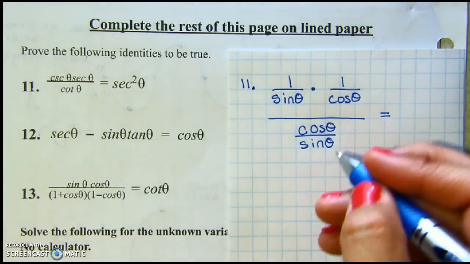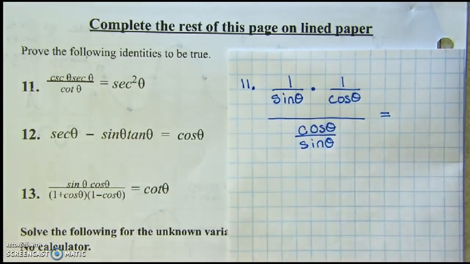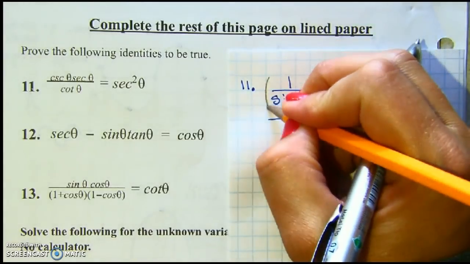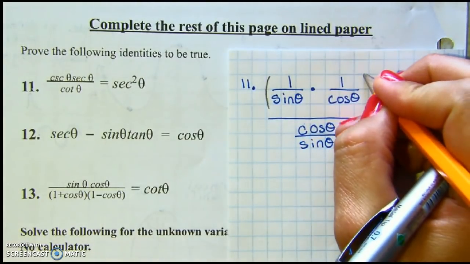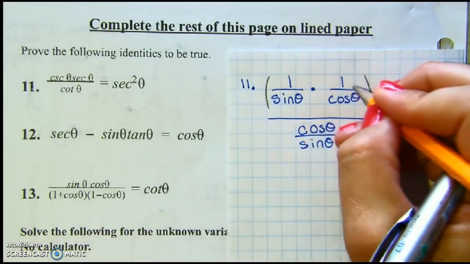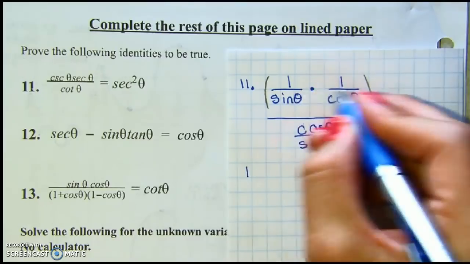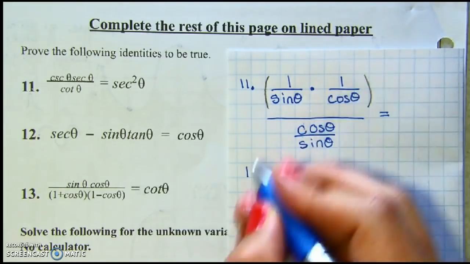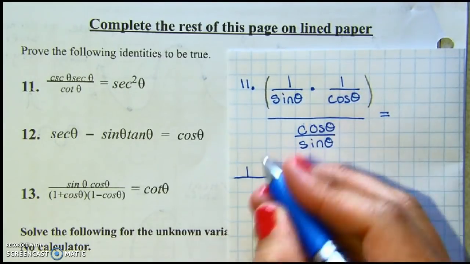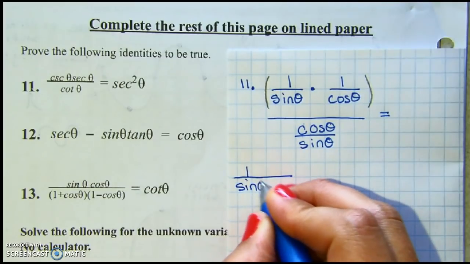Okay, how do you divide fractions? I mean, this is something we all need to know. How do we divide fractions? We multiply by the reciprocal. So we need to think of this 1 over sine times 1 over cosine as our numerator. And let's multiply straight across. 1 times 1 is 1, you all agree? Sine times cosine is sine times cosine.